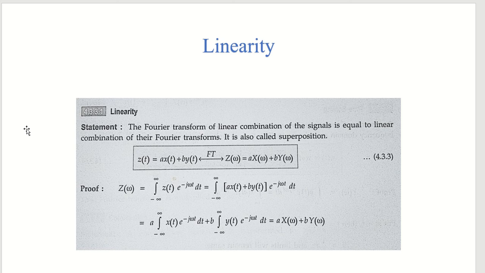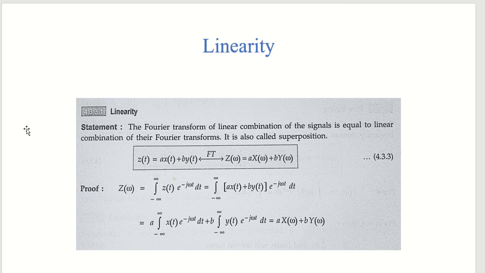Mathematically you can express it by this formula: if z of t is equal to a x of t plus b y of t, then the Fourier transform of z of t will be Z of omega, which is equal to a X of omega plus b Y of omega. Now how? Let's try to check that out.